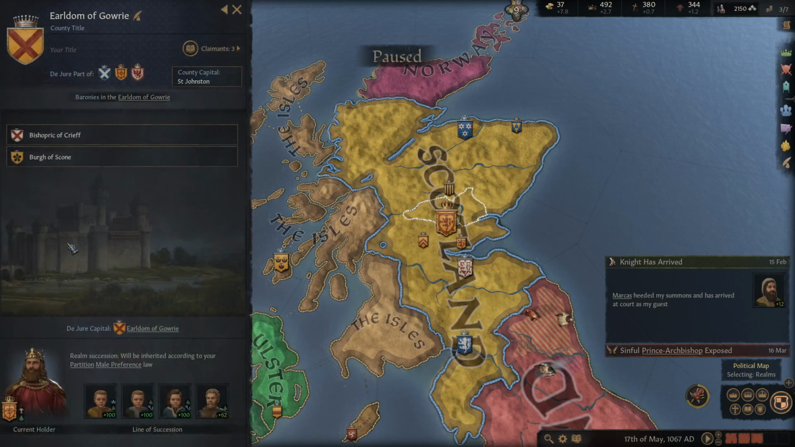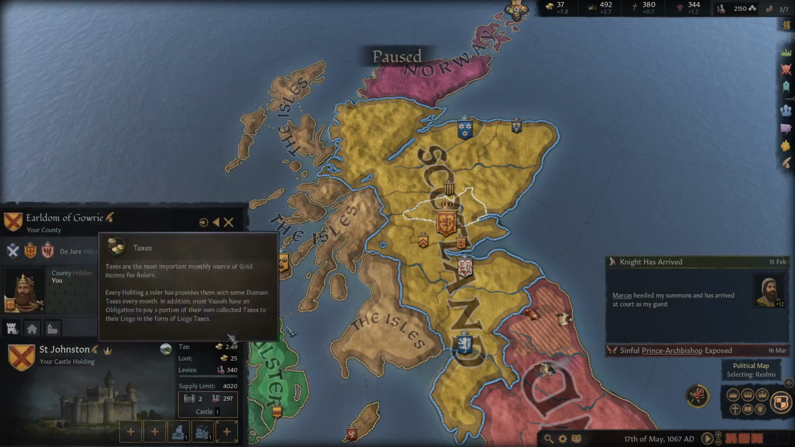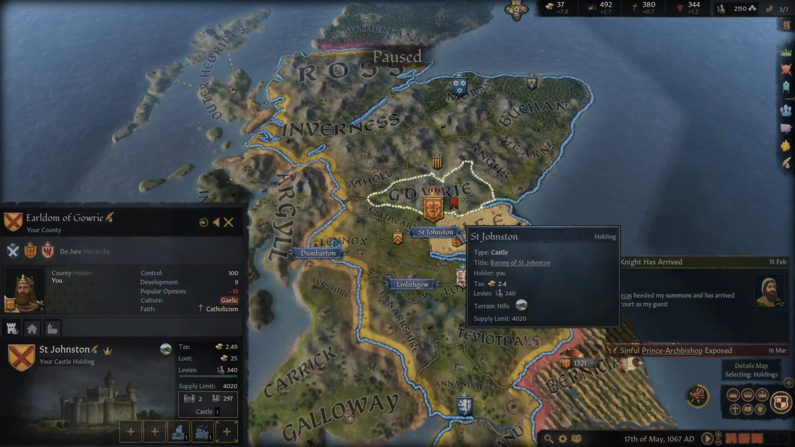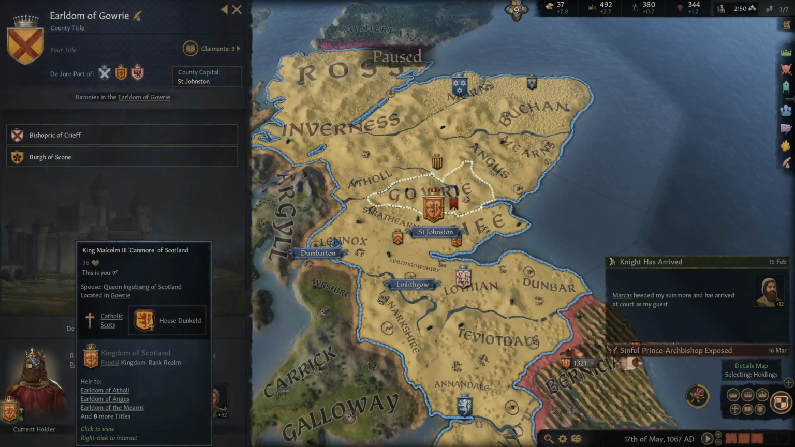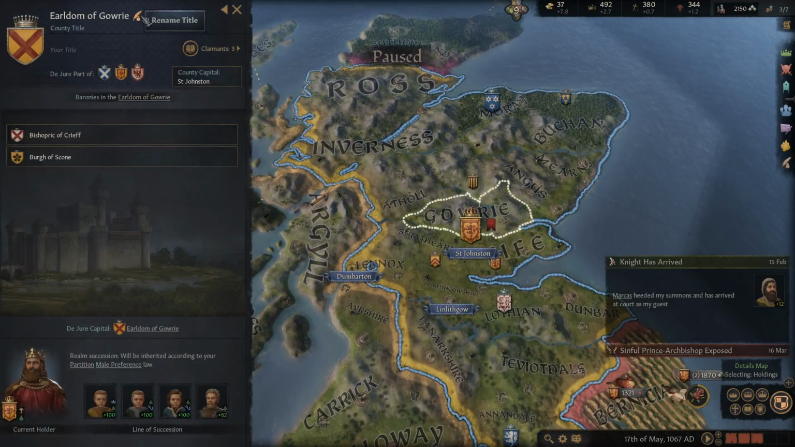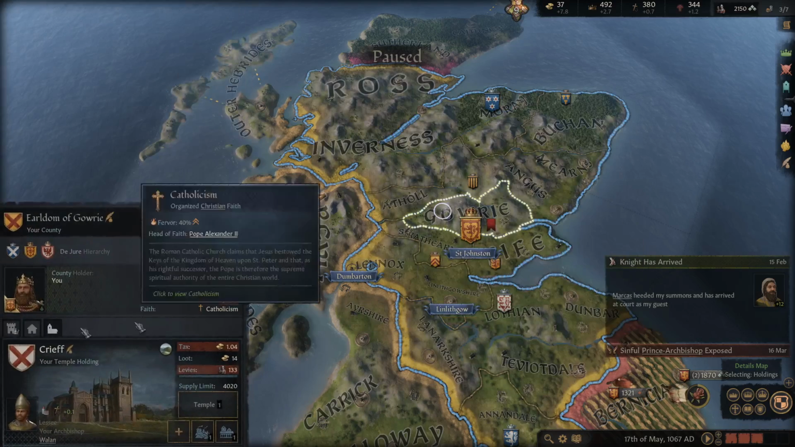All right, let's come here to Gowrie. And, okay, what I was gonna look at a second ago is the St. Johnston capital, which, by the way, how do I change its name? I don't remember how or if that's a thing. Yeah, the Earldom of Gowrie. Let's not worry about that.